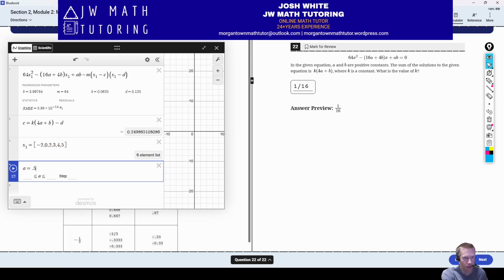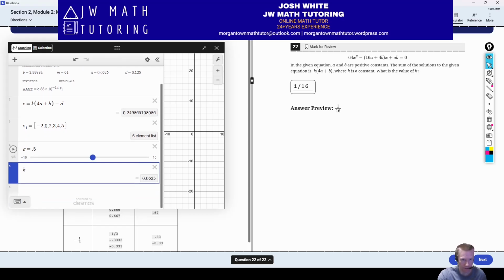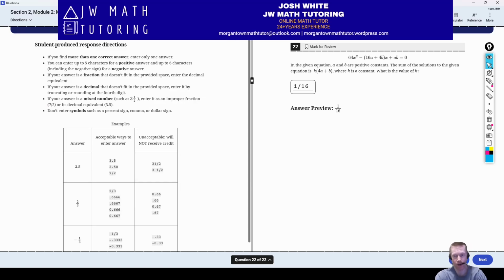And notice, okay, my a value is positive now. That works. My b value is still positive. That's fine. And notice it didn't change the k value. My k is still equal to 1/16. And if I slide this, notice k is not changing. So as I make it a positive number, the k value itself is constant. It's still the 1/16. You know what I'm saying? It's still the 0.0625. So that's how you could solve this problem entirely in Desmos using sum and product of roots techniques.